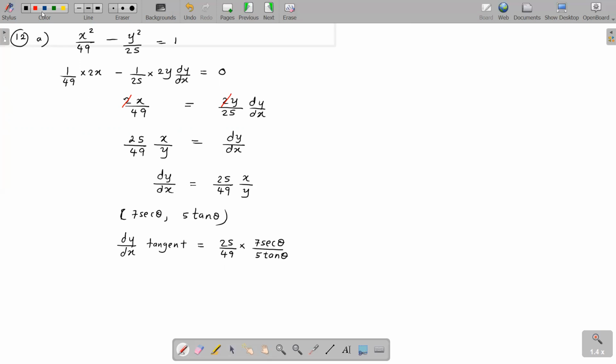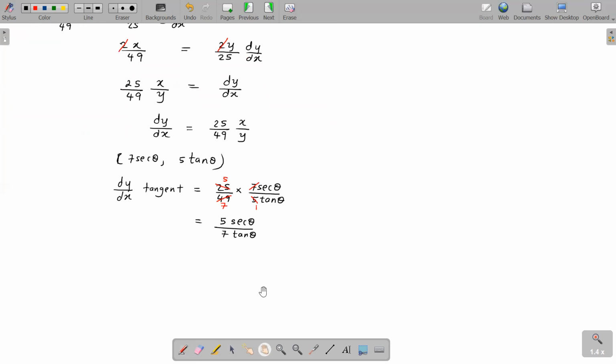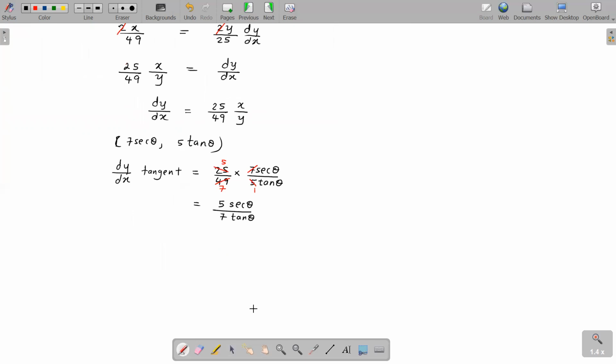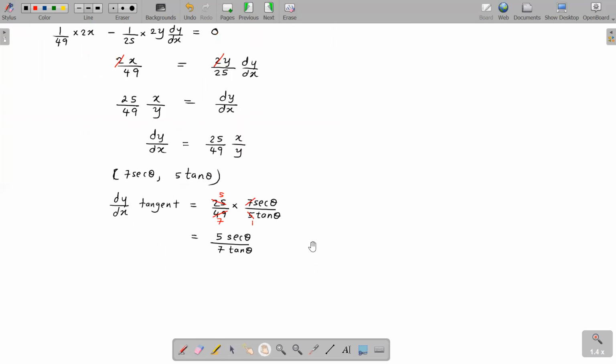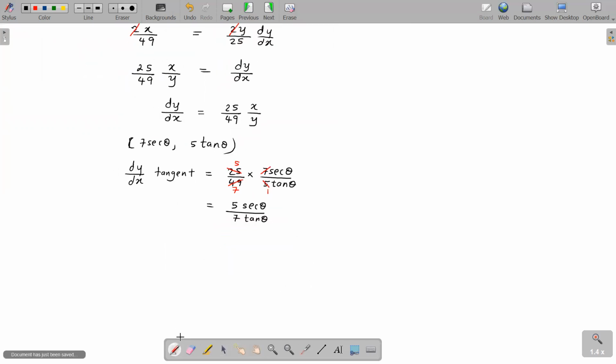Okay, does it simplify? Yes, we can cut off, right? 7 times 1, 7 times 7, 5 times 1, 5 times 5. So I end up getting 5 sec theta over 7 tan theta. Okay, then let's get the equation of the tangent.